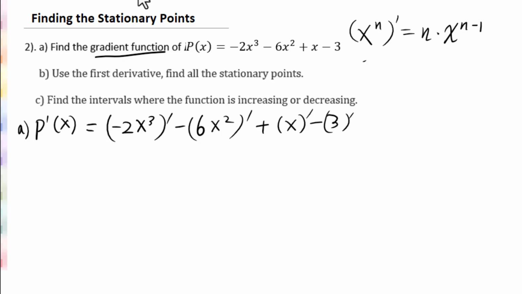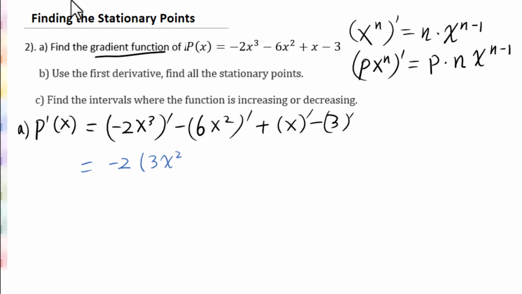If we have a constant number p, then p times x to the nth power prime equals p times n times x to the n minus 1th power. So we have negative 2 times 3x squared minus 6 times x squared prime, which is 2x, plus 1 minus 0. Simplify: negative 6x squared minus 12x plus 1.